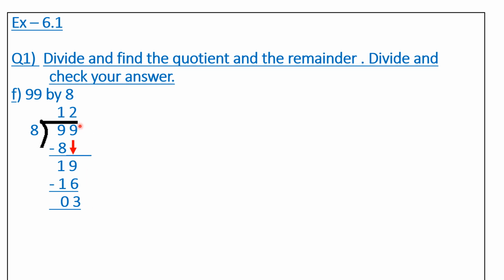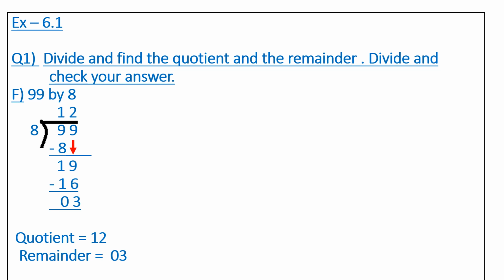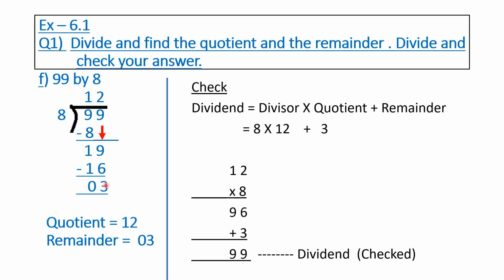So this 12 is known as what? Tell me. Quotient. This 3 is known as remainder. So you just mention it: quotient and remainder. Now it's time for checking. You have to check your division whether it is correct or not. Okay. So let's write the formula. Dividend equals divisor into quotient plus remainder.